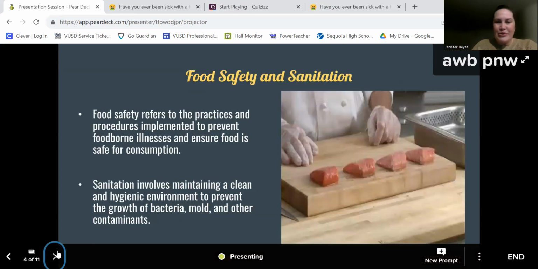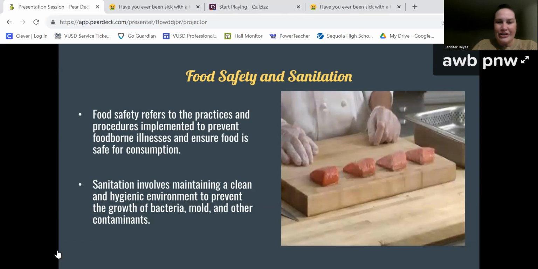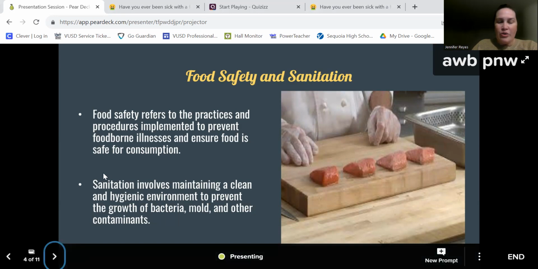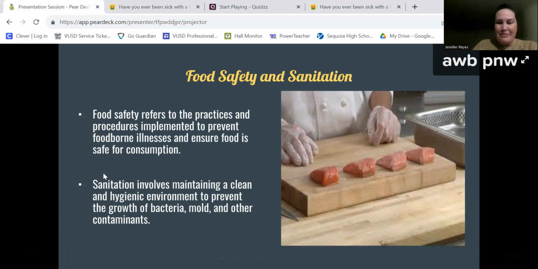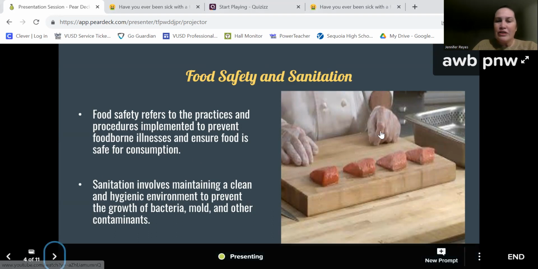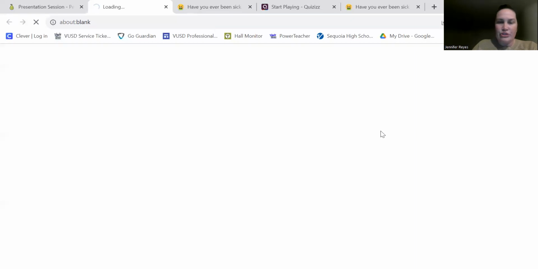Next, we're going to jump into the food safety and sanitation unit by talking about what that refers to. First, what food safety means and the practices and procedures that help to prevent foodborne illnesses and just to ensure that food is safe for consumption. We'll also talk about sanitation, how it involves maintaining a clean and hygienic environment so we can keep each other safe. There is a link here to YouTube where we will watch a video talking about safety and sanitation in the kitchen.